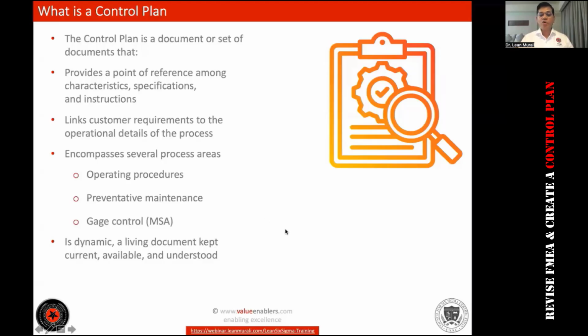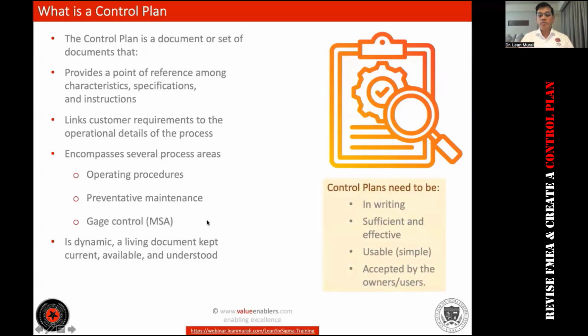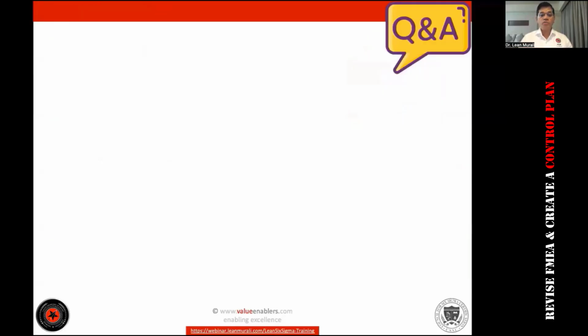It's a live document. All of you type "live" in the chat box. It's a live document, which is kept current, available, and understood. So control plans need to be in writing, sufficient and effective, usable, adopted by many owners.